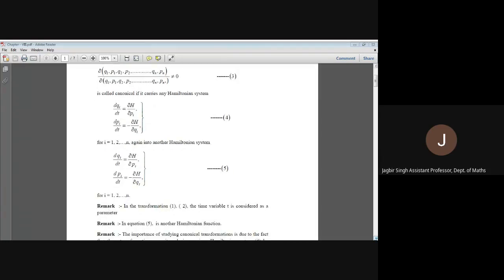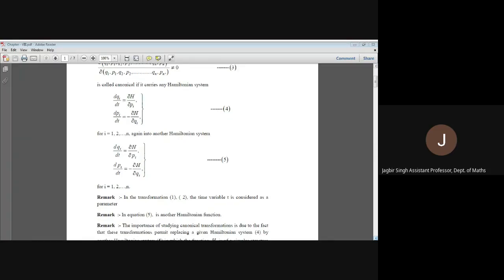Okay, so the transformation is said to be canonical if, number 1, the Jacobian of new coordinates with respect to the old coordinates is non-zero, and the Hamilton canonical equations are transferred into Hamilton canonical equations. Is the parameter, sorry, and in equation 5, h tilde is another Hamiltonian function.